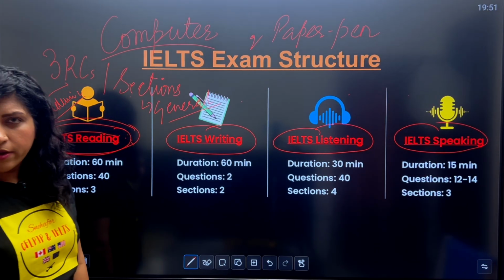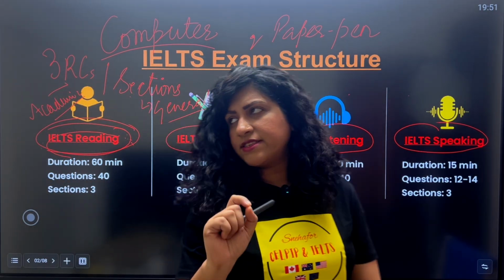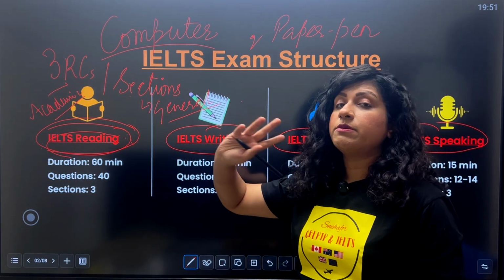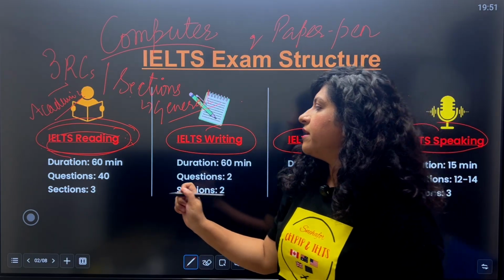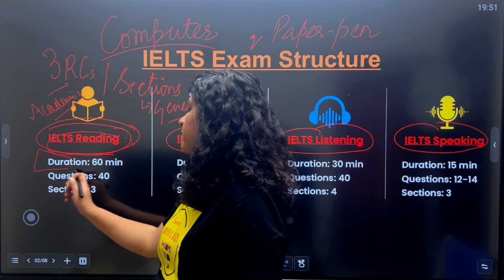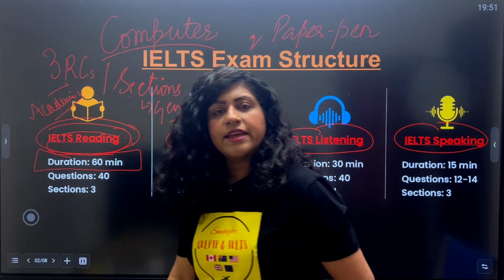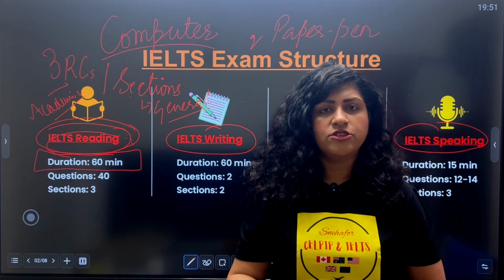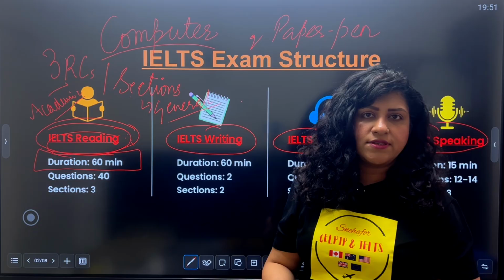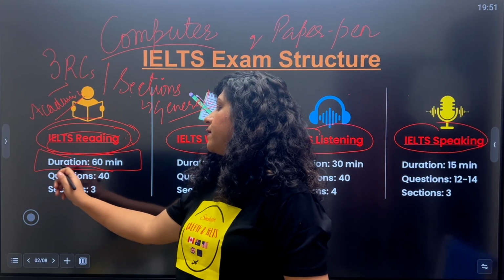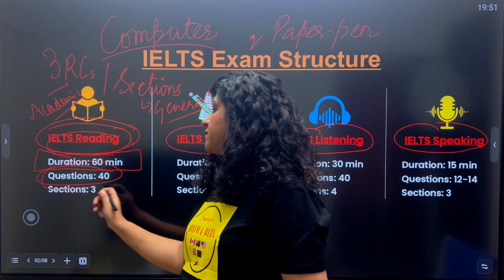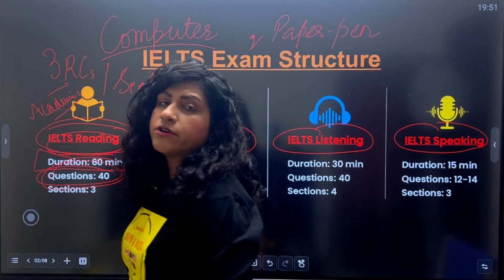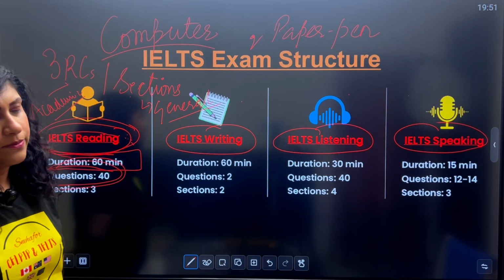Now when we talk about the reading module, as I said, there can be 3 reading comprehensions or 3 sections in which there will be 5 reading comprehensions, and you are given exactly 60 minutes to solve them. And the total number of questions is fixed in both types. So you'll be getting a total of 40 questions in the reading module.